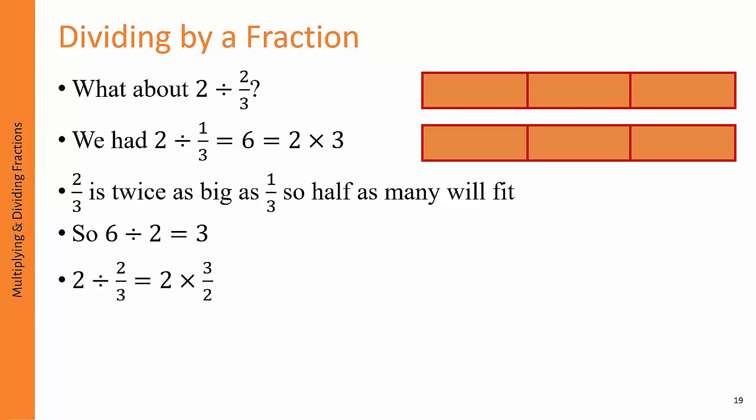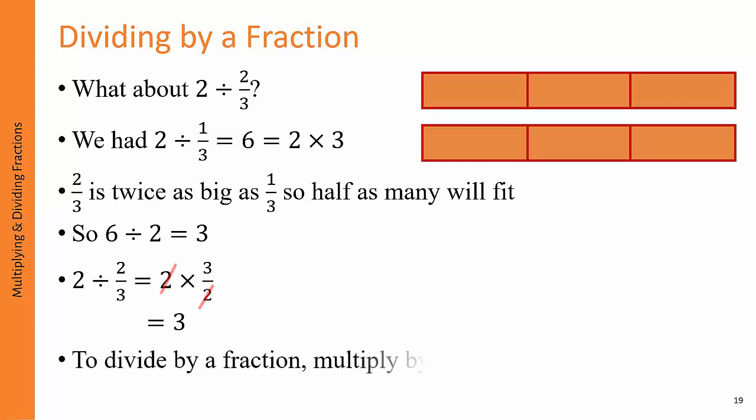So 2 divided by 2/3 really worked out to be the same as 2 multiplied by 3/2, again multiplying by the reciprocal. Our 2's cancel out and we're left with just 3 as our answer. So to divide by a fraction, once again we simply multiply by the reciprocal.